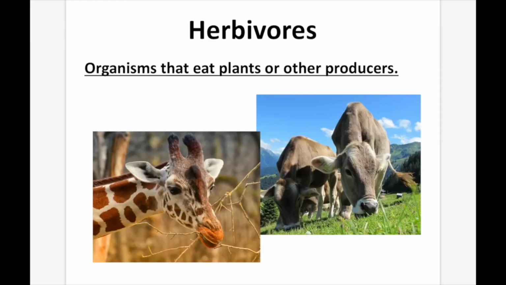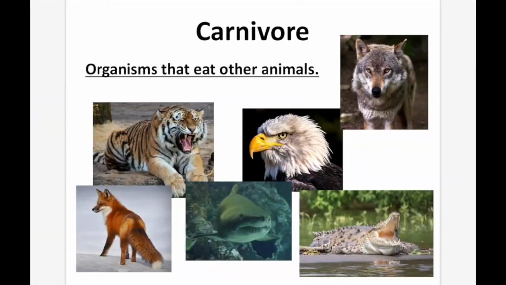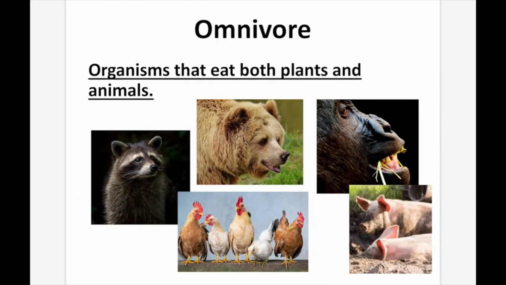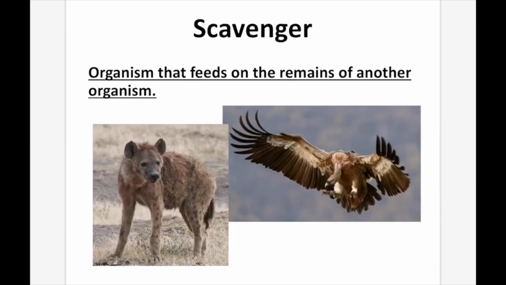So herbivores are organisms that eat plants or other producers. So things like giraffes, cows. Carnivores are going to be your animals that eat other animals. So things like your tigers, your sharks, your crocodiles. Omnivores are going to eat both plants and animals. So bears, raccoons, chickens, gorillas, these are omnivores. And then scavengers are going to eat the remains of other dead organisms. So that would include hyenas, vultures, among others.